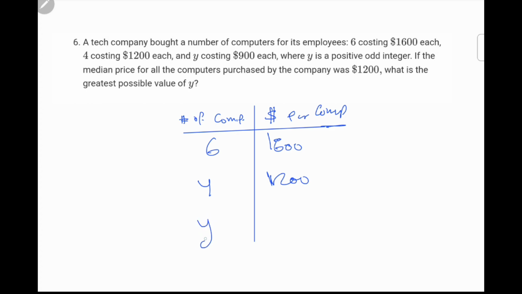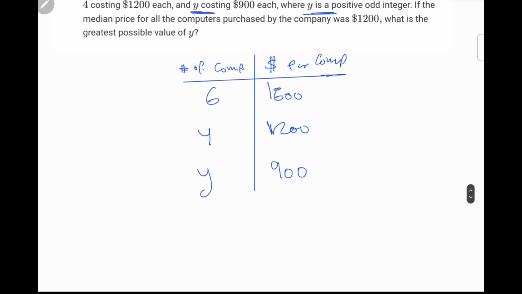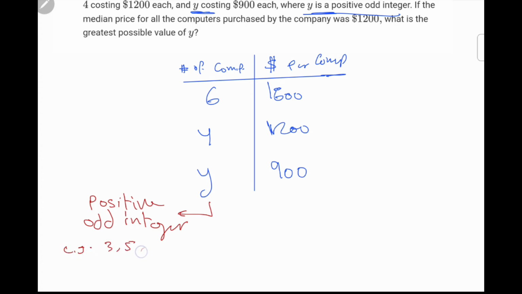and we have Y computers costing $900, where Y is a positive odd integer. So there's a condition that this is a positive odd integer, for example 3, 5, 7, 9, etc.